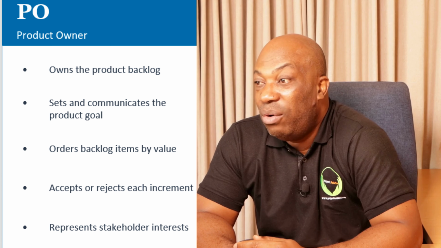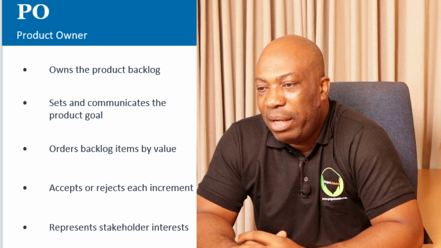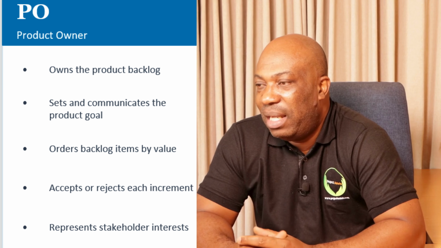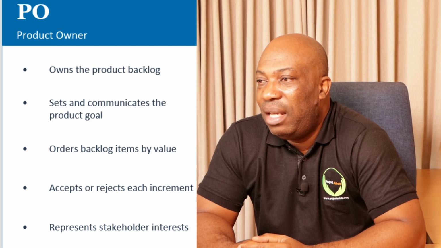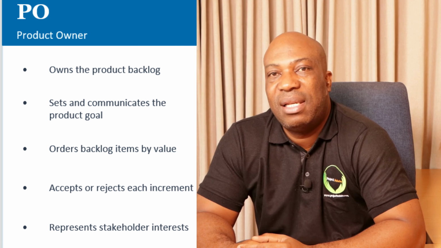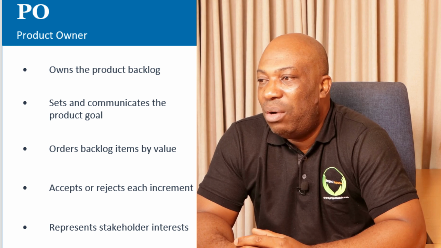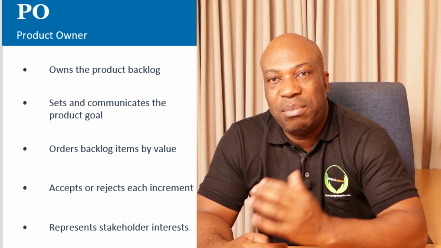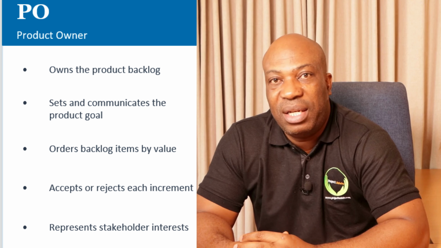The product owner is the one who owns the product backlog. A backlog is a list of features or user stories that are used to provide requirements to the Agile management process. The product owner also sets and communicates the product goals. The product owner also orders backlog items, that is, prioritizing backlog items, and also accepts or rejects each increment. As you go through the Agile methodology, you find that new requirements normally come even during or after an iteration. So it is the responsibility of the product owner to make sure that is prioritized.